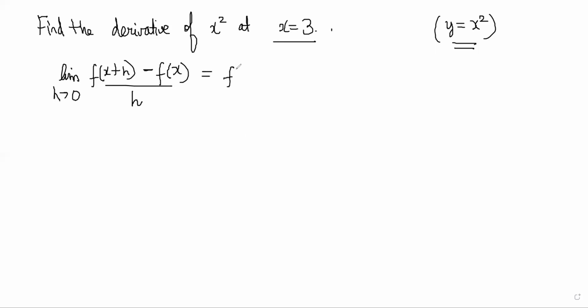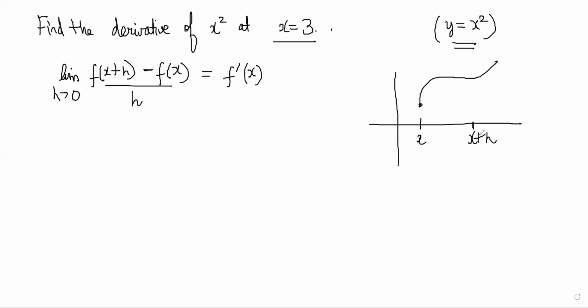This was called f dash of x. Now think about it. For this particular case, at what point of the curve were you taking the derivative? At x, right? The second point was x plus h, and you are bringing this closer. So you are taking the derivative right now at x, the variable point. So whatever answer comes from here, in this particular question, you have to put x equal to 3 in that, right?